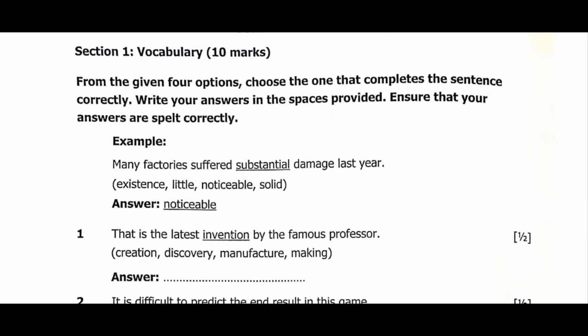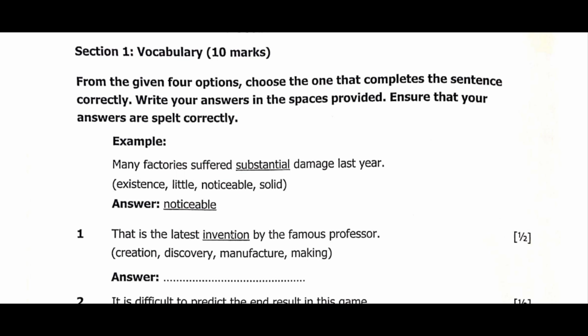In this video, we are going to revise some questions from English paper 2 for the 2020 externals. Now let's look at section 1 here. We are looking at vocabulary with 10 marks. From the given 4 options, choose the one that completes the sentence correctly. Write your answers in the spaces provided. Ensure that your answers are spelled correctly.